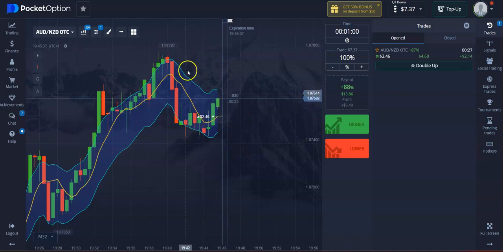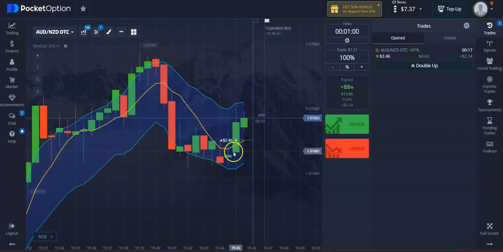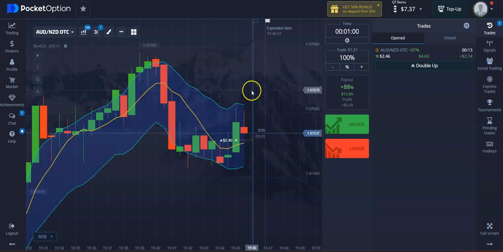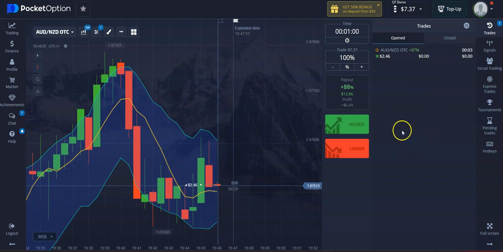Also, when price is on the Keltner channel, it came outside and then eventually closed inside. As you can see right here, from there the candles start to close higher, higher, higher, and higher. Usually that's an indication that the price is going to go up. So we got 5 seconds to go. Let's see how it goes.